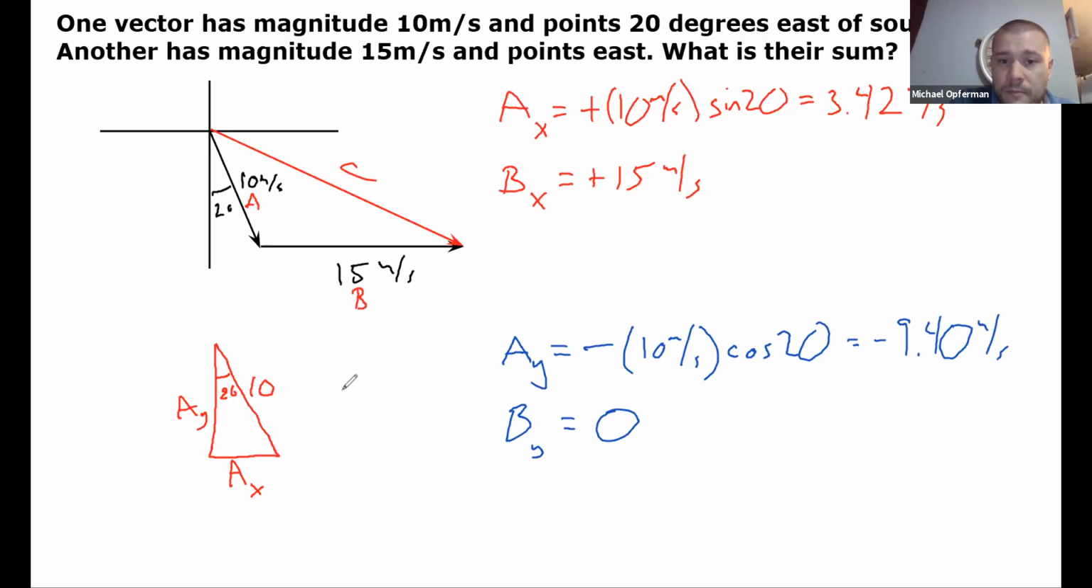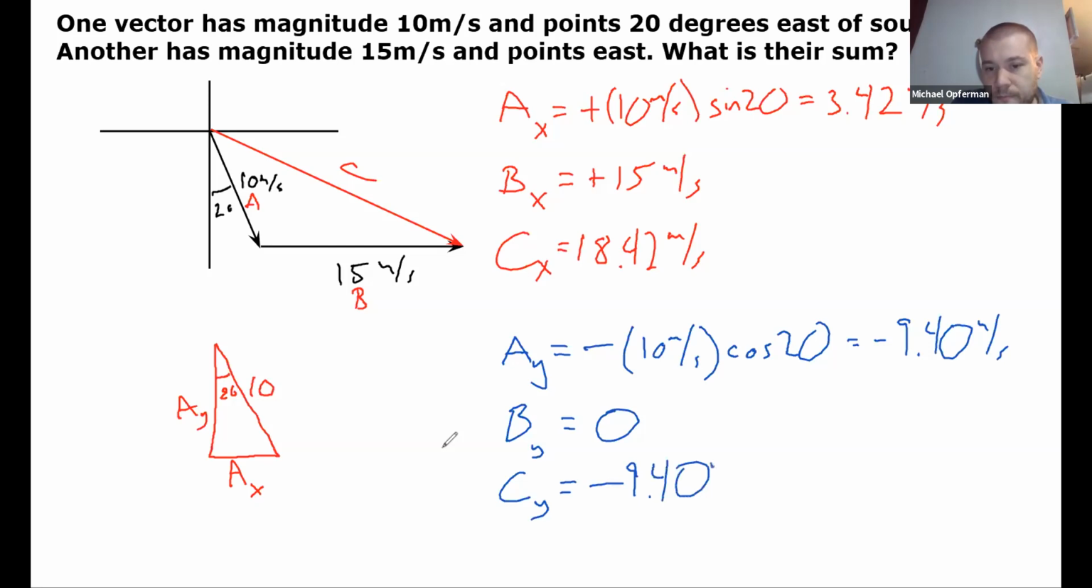So now I can add them. So CX is going to be AX plus BX. So that's going to be 18.42. And in the Y direction, there's not much to do, but I'll write it down anyway. It's just going to be minus 9.4 plus 0. So minus 9.4. So there's the two components of C. As I expected, it has a large positive X component and a fairly large negative Y component. If the question is satisfied with the components of C, you're done. If you want to know the magnitude and direction of C, you just need to put those back together.